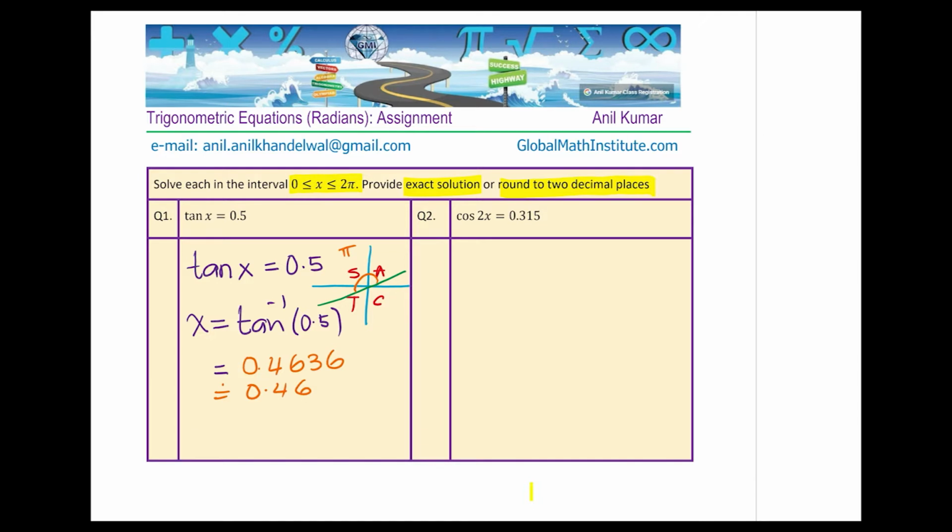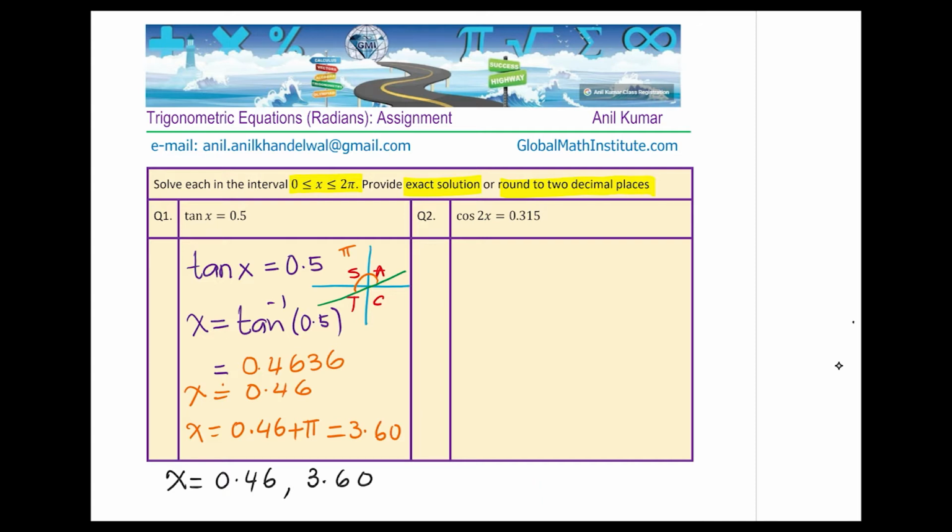Now, what is the other solution? We say the first value, so we say x is equal to this, or x is equal to 0.46 plus pi. So we'll add pi to this and find the next answer. So adding pi gives us 3.60. And now we can write down the solution that x is equal to 0.46 or 3.60. So that is how we will move forward. So I hope this concept is absolutely clear.